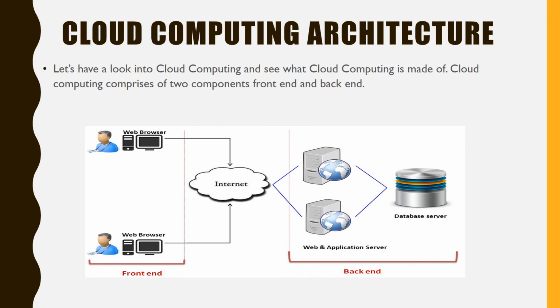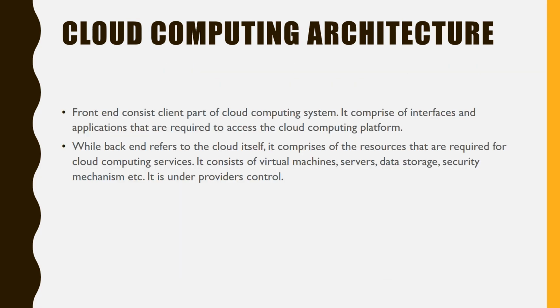Now this is the structure of cloud computing. The front end, as we have studied earlier, consists of the client part of the computing system. It comprises the interfaces and applications that are required to access the cloud computing platform, while the back end refers to the cloud itself. It comprises the resources required for cloud computing. It consists of virtual machines, servers, data storage, security mechanisms, etc. It is under the provider's control.